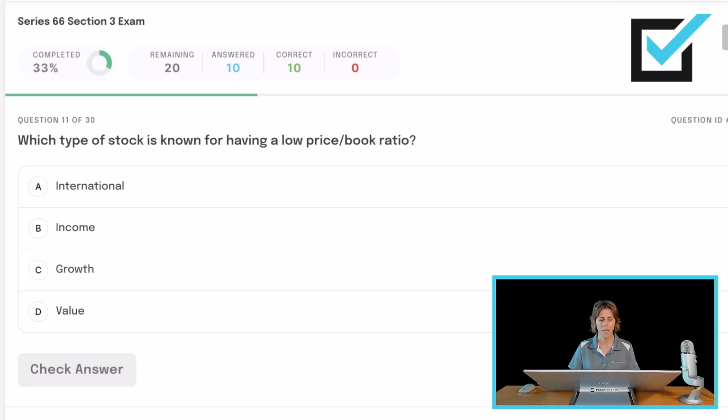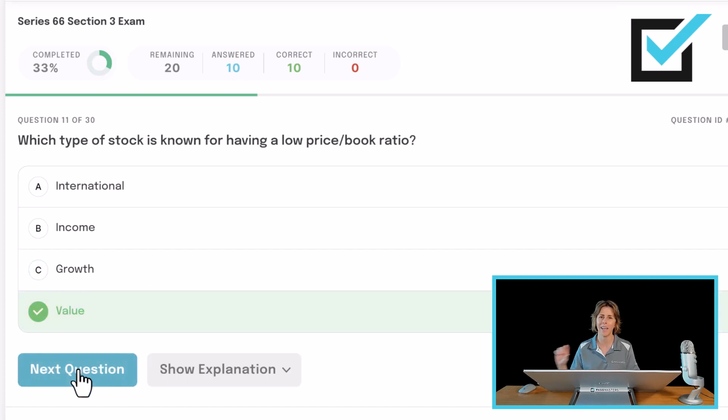Which type of stock is known for having a low price-book ratio? International, income, growth, or value? It is a defining characteristic of value stock that the market price trades at a very low multiple of what the underlying assets say it's worth. And those underlying assets come from the company's balance sheet.